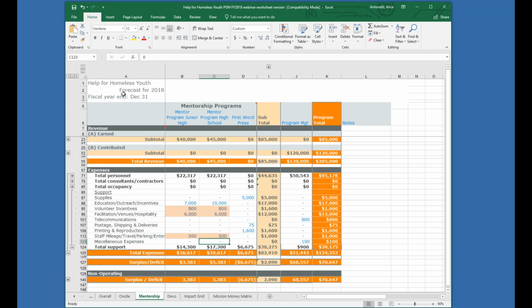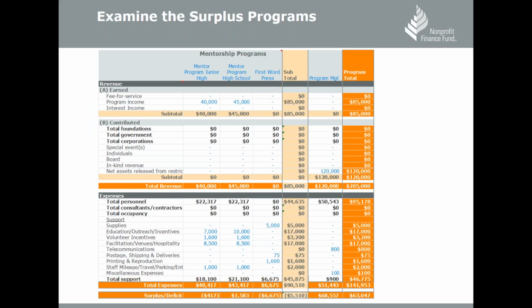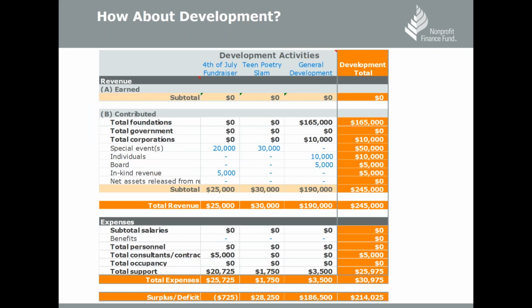All right, let's go back. All right. So how about development? HHY has a 4th of July fundraiser, teen poetry slam, and also a column for general development. Let's start with general development. It's the place to capture all of the unrestricted grants and donations that may come into the organization.